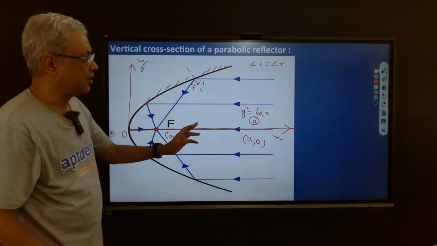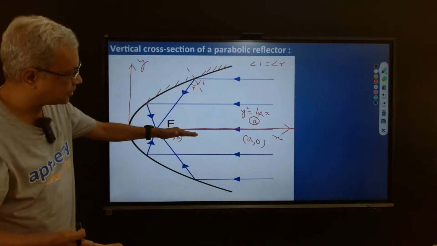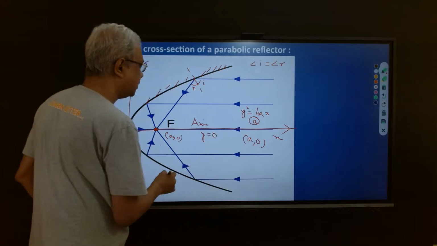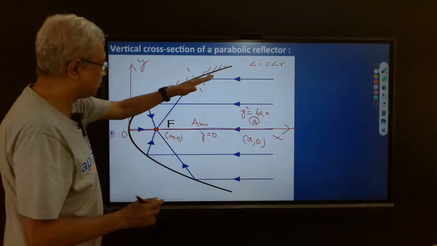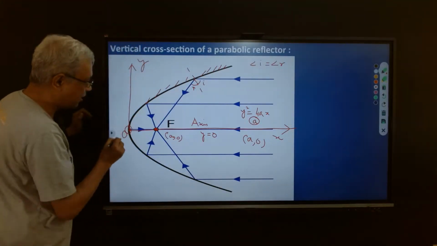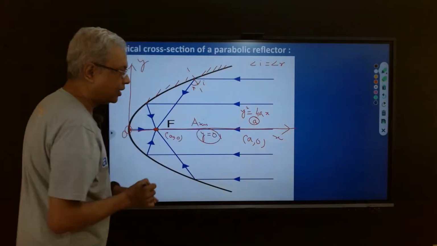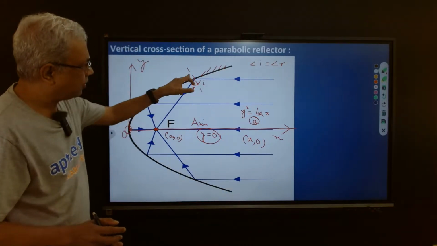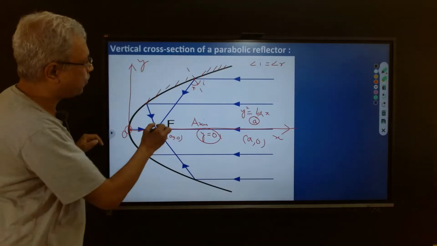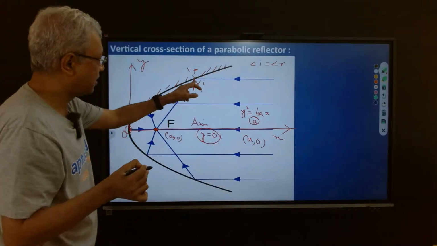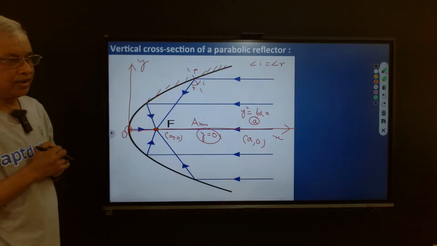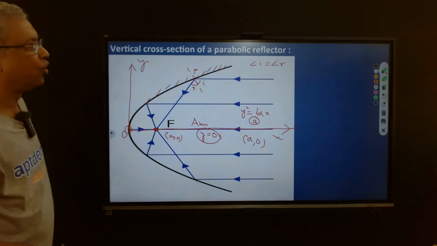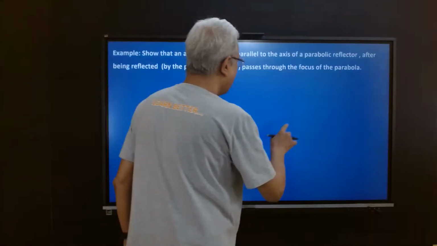So what is our task? It is that for any arbitrary ray parallel to the axis, this is the axis of the parabola whose equation is y equal to 0. The equation of this parabola is y square equal to 4x, and this is the vertex (0, 0), and this is the axis, which is y equal to 0. So what we have to do is take any arbitrary ray parallel to the axis, and get Snell's law obeyed at this point. P is the point where the ray strikes. After reflection, find the equation of the reflected ray and show that the reflected ray passes through the focus. If you can do that, then your job is done. You can solve the problem. So let us see how it can be done.